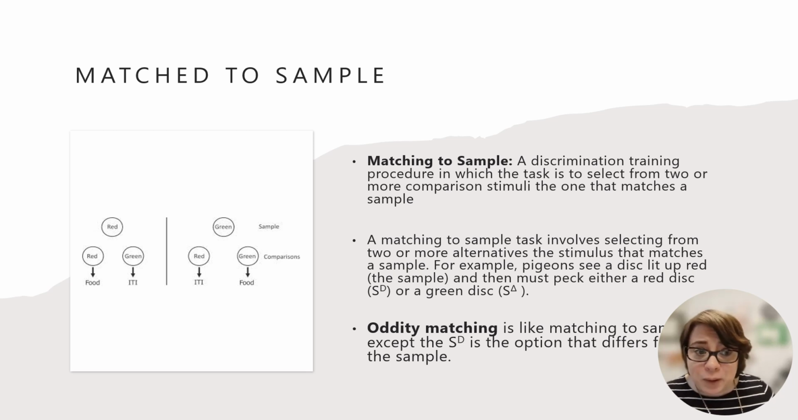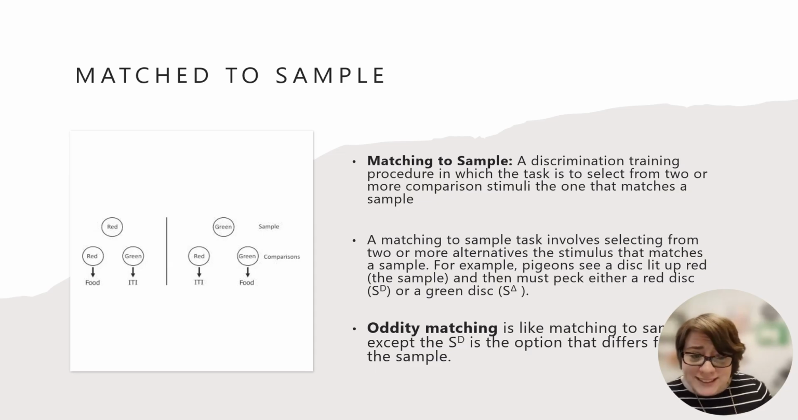So for example, a red or green light may illuminate a sample disc on the wall of an experimental chamber. On some trials, the disc will light up red. On other trials, it will light up green. After a short time, the sample disc goes dark and two comparison discs, one red and one green, become illuminated.